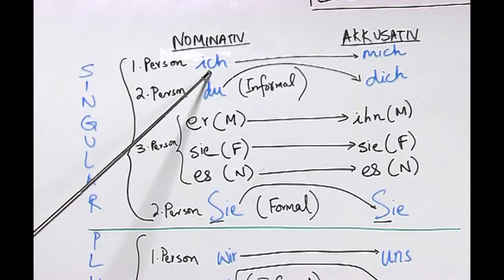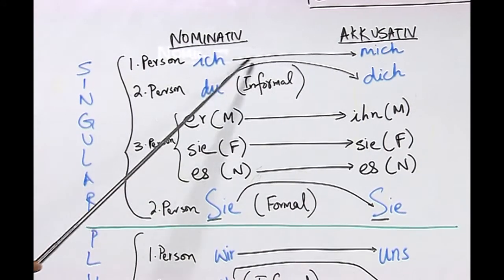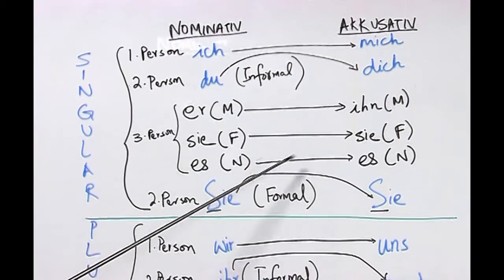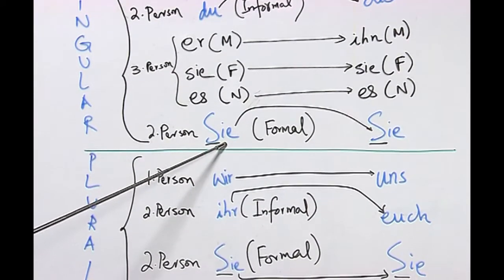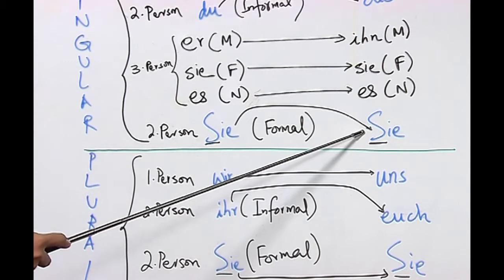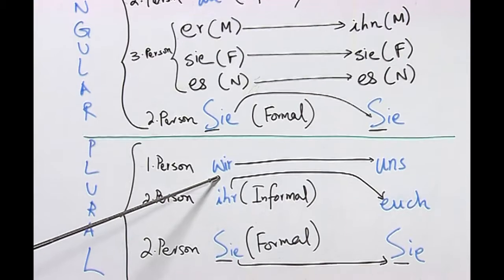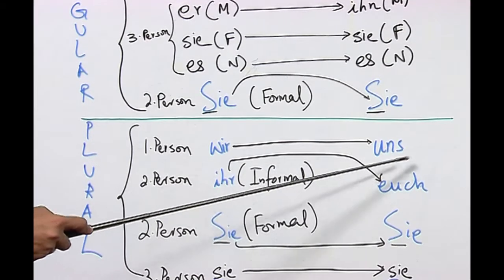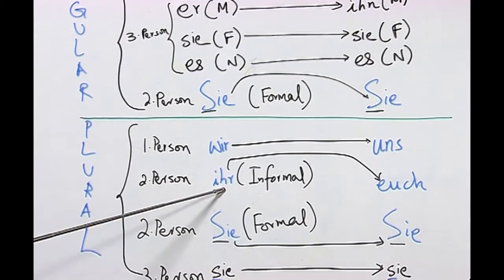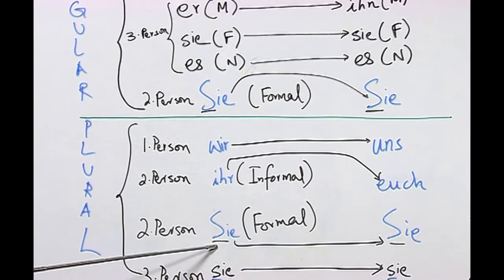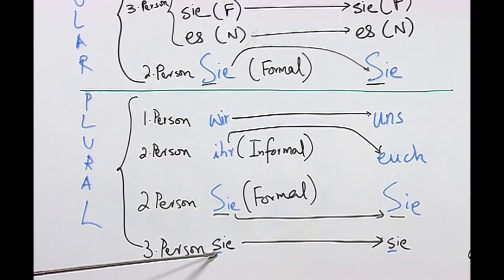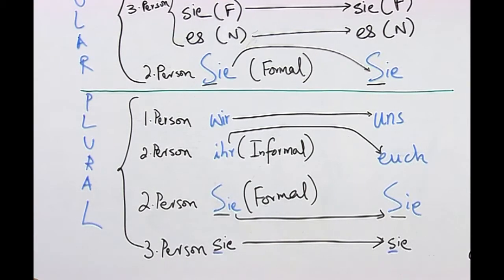You are familiar with the first person pronoun ich, which turns into mich in accusative. The second person pronoun du turns into dich in accusative. The second person formal pronoun Sie remains Sie in accusative. Coming to plural pronouns, the first person plural pronoun wir changes into uns, the second person informal pronoun ihr changes into euch, the second person formal pronoun Sie remains Sie, and as you know, the third person plural sie also remains sie in accusative.